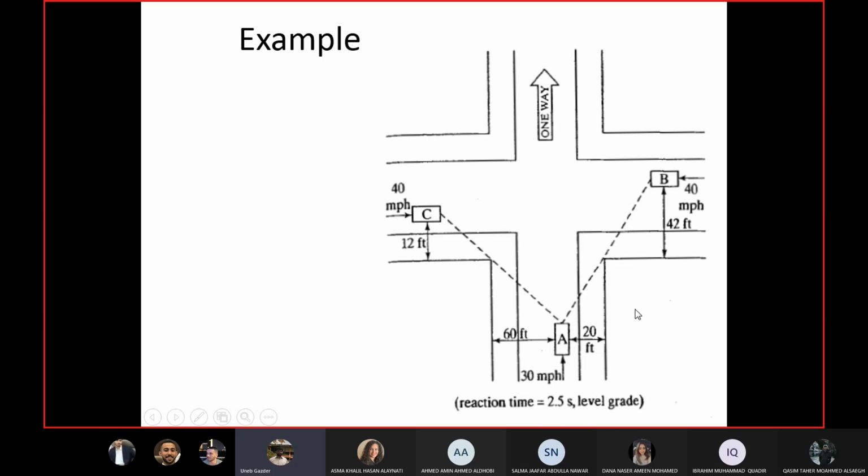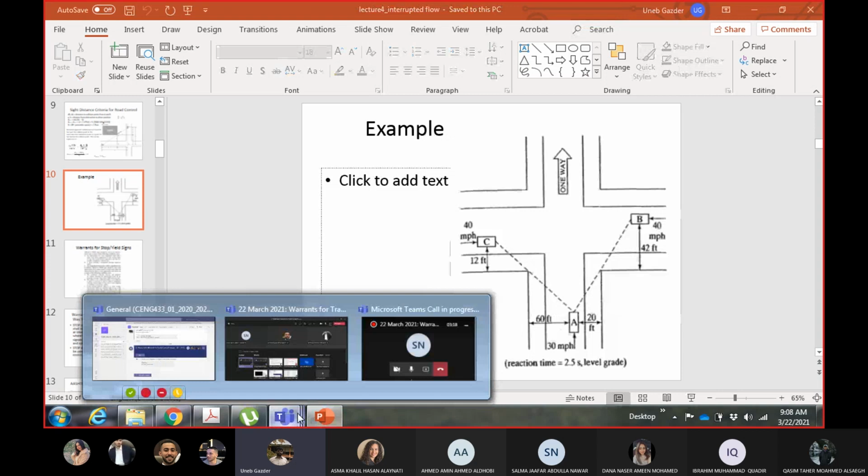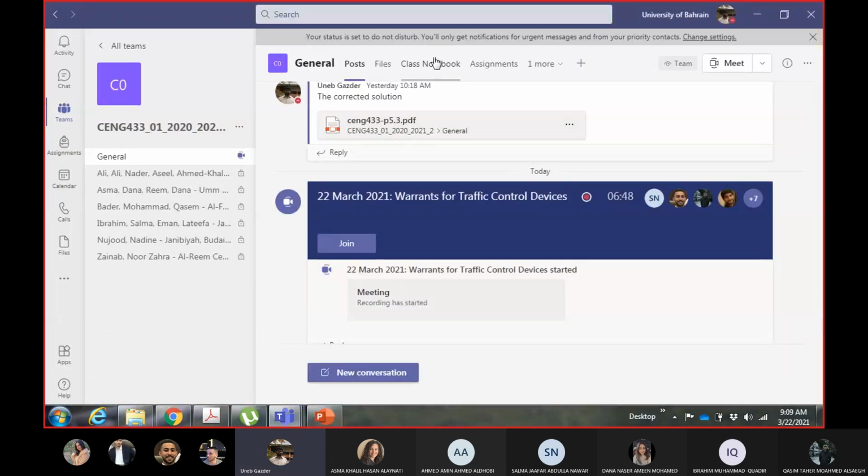It is level gradient. Now whenever you are checking the criteria, you have to assume that one of the vehicles is already at a safe distance from the intersection. What is the safe distance? The side distance. So you have to assume that vehicle A is already at a distance which is enough for stopping from the intersection. So the distance for vehicle A, dA, is already equal to the side distance.